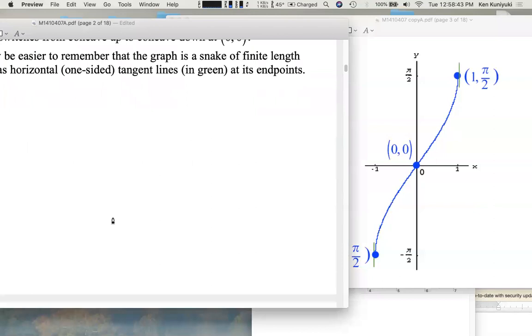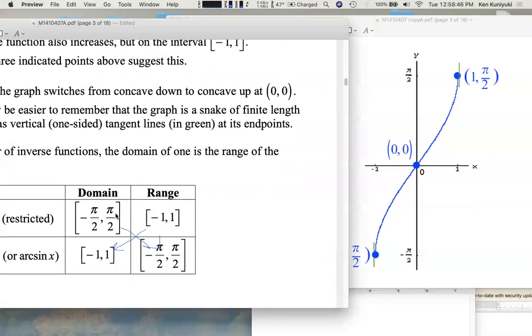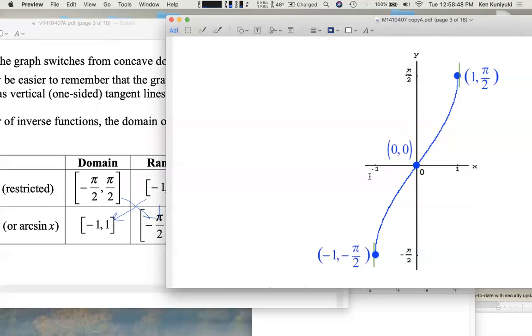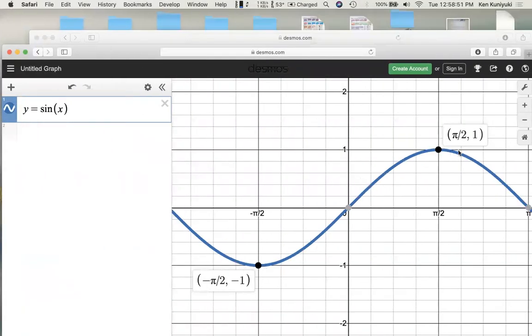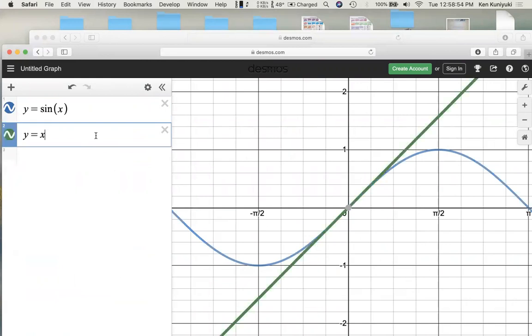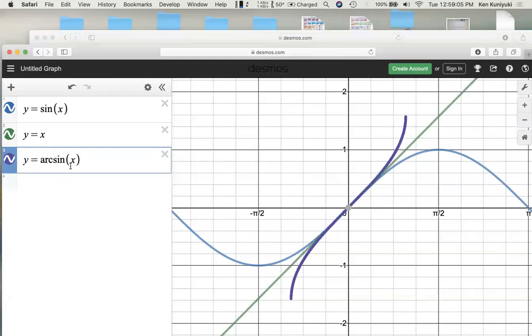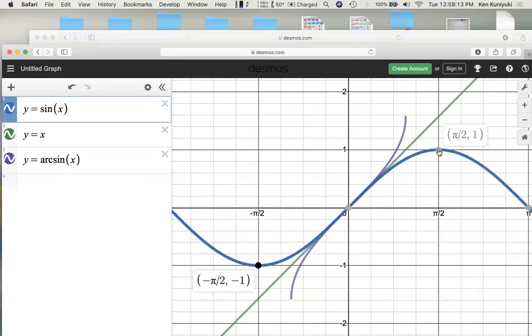All right. Now, before we go on, I'd like to show you this in Desmos. Again, here's a graph of y equals sine of x. If you put the line of reflection, y equals x here, notice that x and sine of x are very close near the origin. That's no coincidence in calculus. What if we graph y equals arcsine of x? Well, it might be kind of hard to see, but the piece of the blue graph from this point to this point, if you reflect it about the green line y equals x, you get the purple graph. It's a bit hard to see.